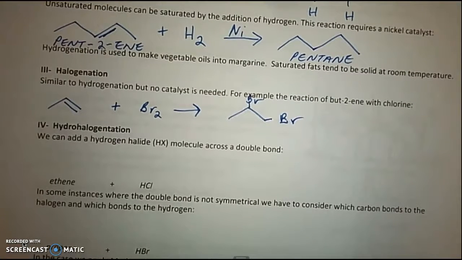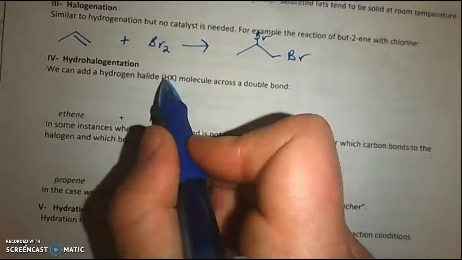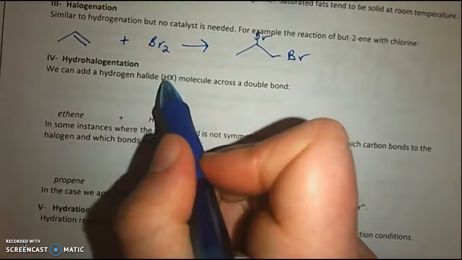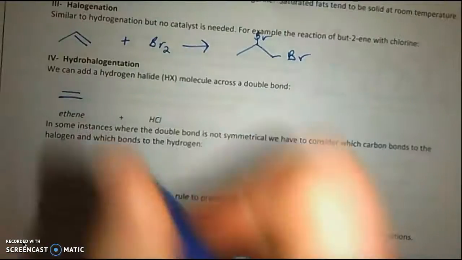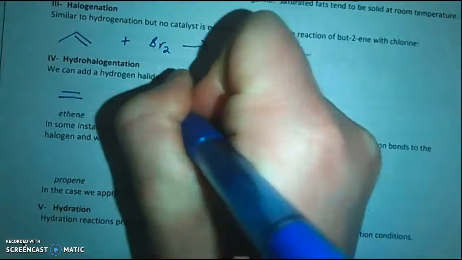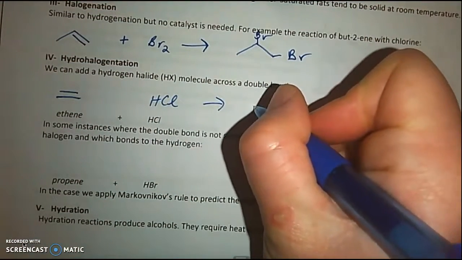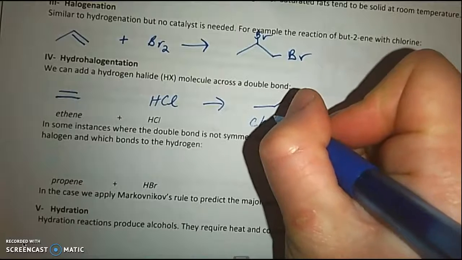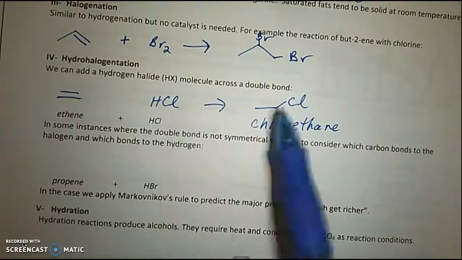Another example here, we're going to talk about hydrohalogenation. So this is the same idea again, but now instead of having just a symmetrical halogen molecule, we're going to talk about having a hydrogen halide. So something like, say, ethene, just going to draw it like that, with hydrochloric acid. So one of my carbon atoms is going to get the hydrogen, and then the other one gets a chlorine. So I started with ethene and I end up with chloroethane. Okay, so I added the HCl across the double bond.